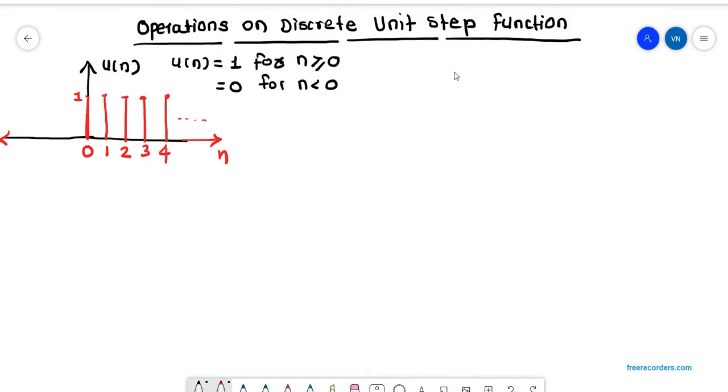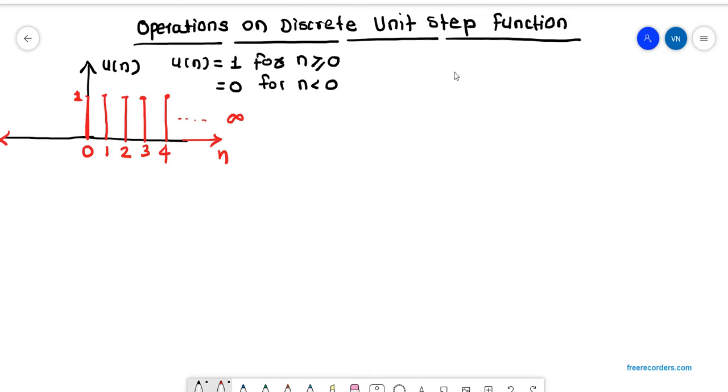So in today's video, we're going to see operations on a discrete time unit step function. We already know that the unit step function u of n is equal to 1 for n greater than or equal to 0, and u of n equal to 0 for n less than 0. So basically we have the amplitude 1 for each and every n equal to 0, 1, 2, 3 up to infinity. So this is the unit step function.